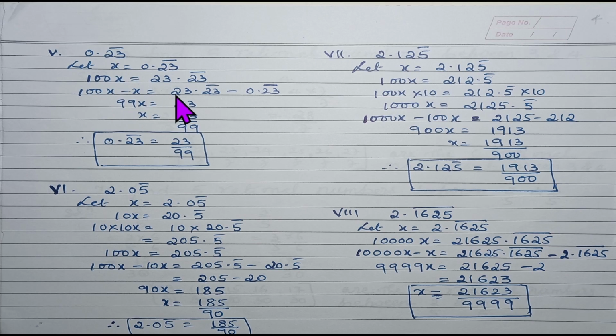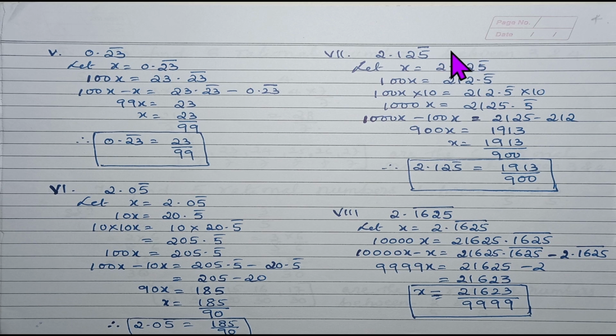So 100x minus x is equal to 23.23 bar minus 0.23 bar. 23 bar will cancel. We get 23, and therefore 99x is equal to 23. X is equal to 23 divided by 99, or you can further divide if it is possible, or just leave it as 23 by 99. Therefore 0.23 bar is 23 by 99.